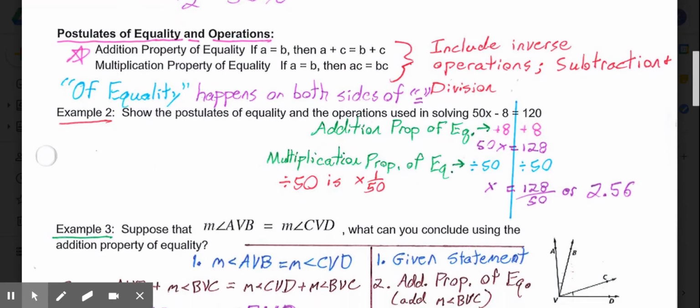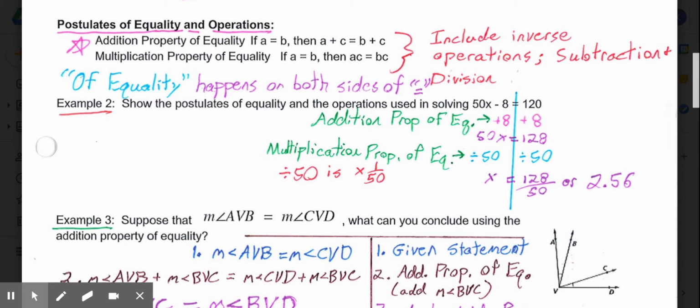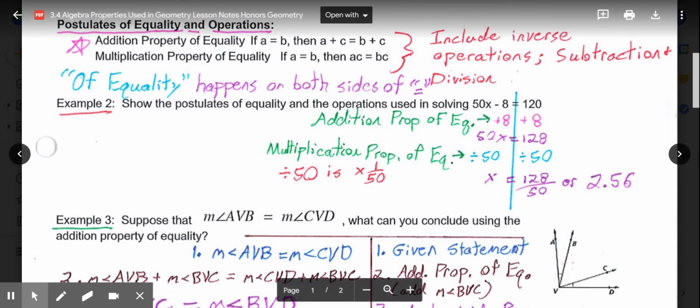Then we have the postulates of equality in operations. The addition property of equality says if A equals B, then A plus C equals B plus C. And the multiplication property of equality says if A equals B, then A times C equals B times C. Now, these properties include the inverse operations of subtraction and division.